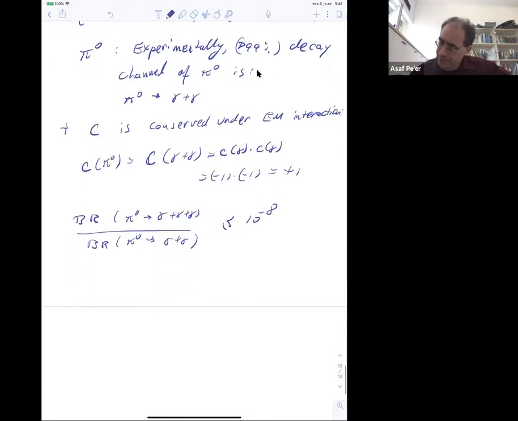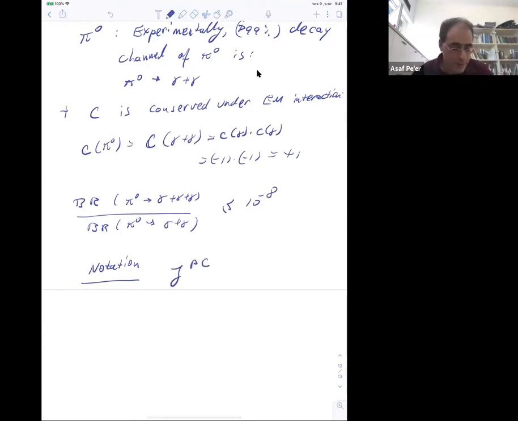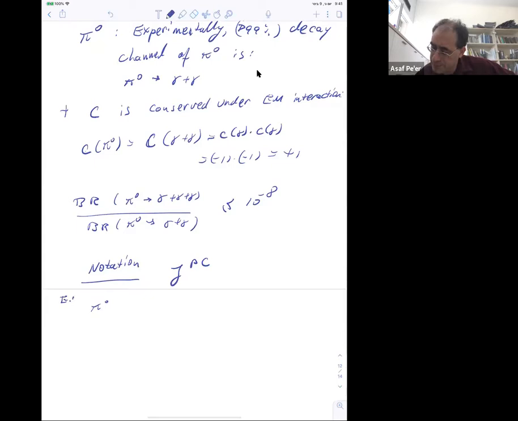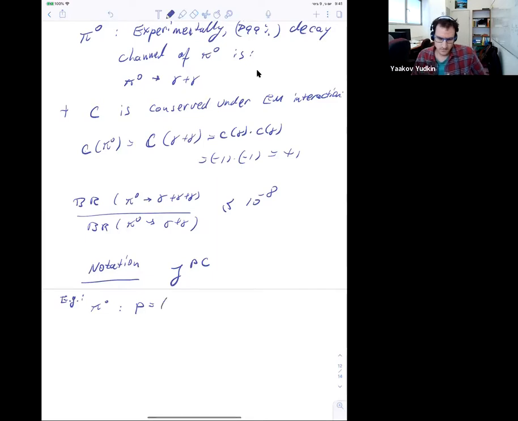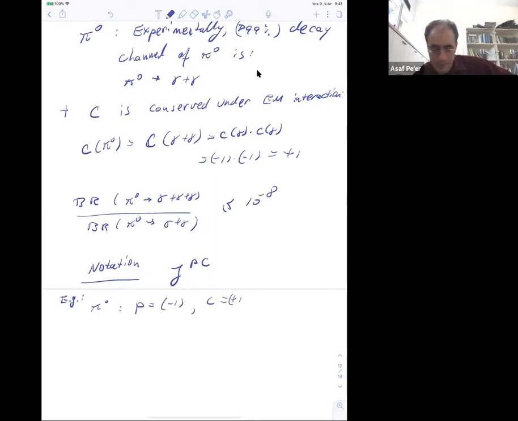Okay, a notation that is commonly used, you might have seen that if you looked already at the PDG. The common notation for the quantum numbers of a particle under the symmetries is JPC. JPC, that's what you often see. For example, for the pion 0, we know that P is -1 and C is +1. And we know that J is equal to 0.